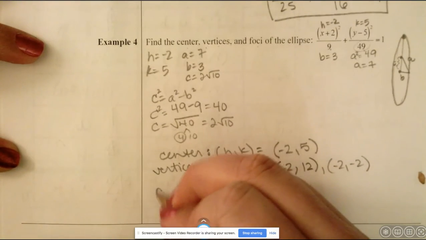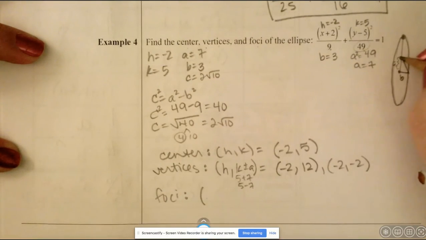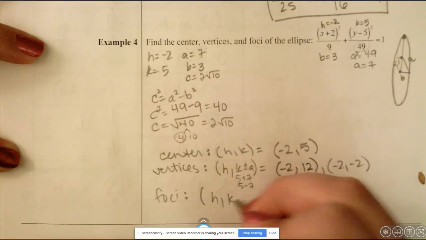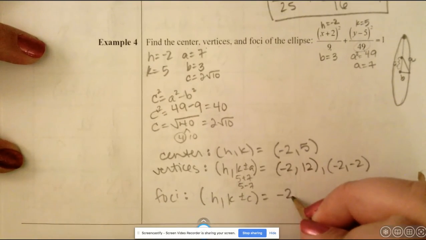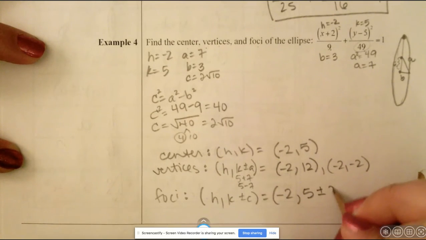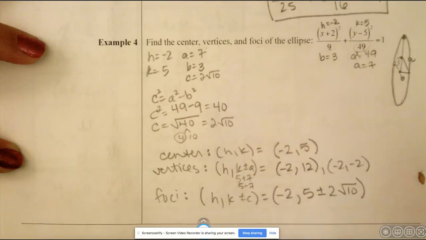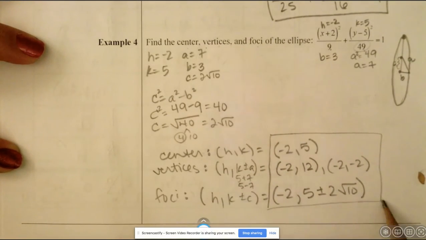And then we have the foci, which are the distance C, H, K plus or minus C, equals -2, 5 plus or minus C, 2 root 10. That's not going to simplify, so we can leave it that way. So there are all of our points.